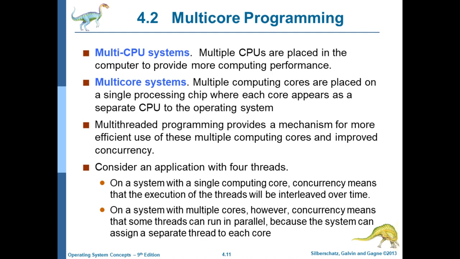The second type is the multi-core system. These are systems that have a single processor with multiple cores on the same chip. The cores share the same memory and cache but can run different instructions in parallel. The operating system can assign different threads to different cores depending on the workload and availability.